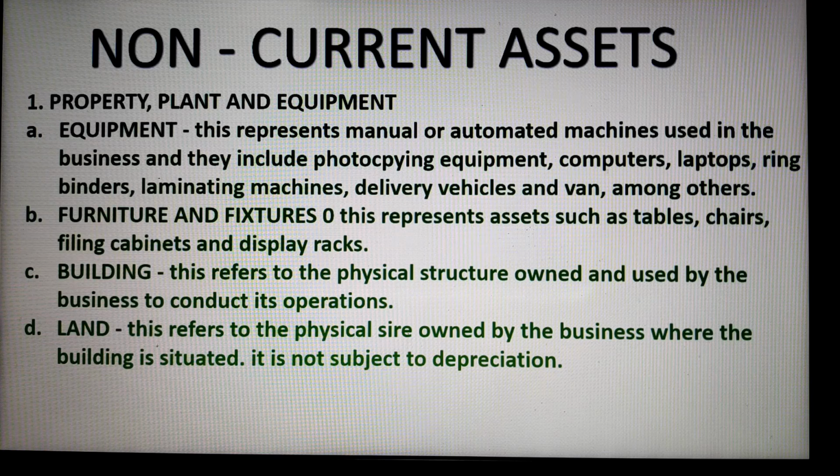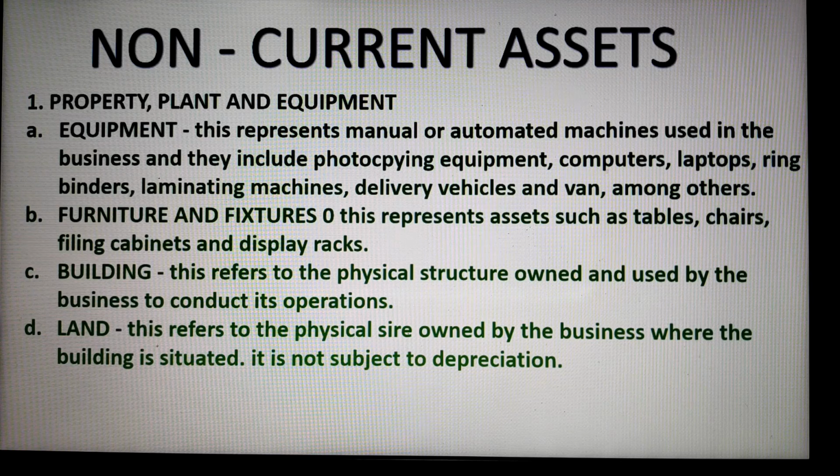Letter B, the type of property, plant, and equipment, is furniture and fixtures. This refers to assets such as tables, chairs, filing cabinets, and display racks. If your company has an office, with admin and operating, what is used there we call furniture and fixtures. If in a transaction it says the company had bought tables in the amount of 2,000 pesos, the account title you will put is furniture and fixtures, not tables, because this is a classification of property, plant, and equipment.